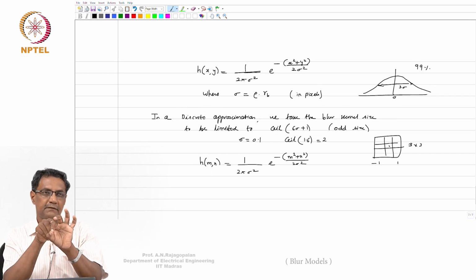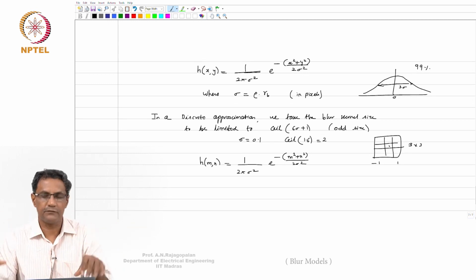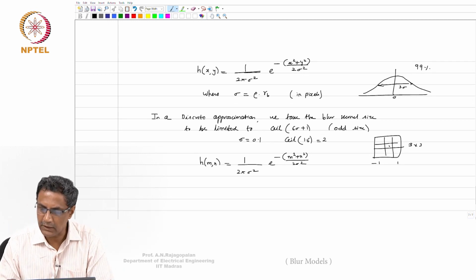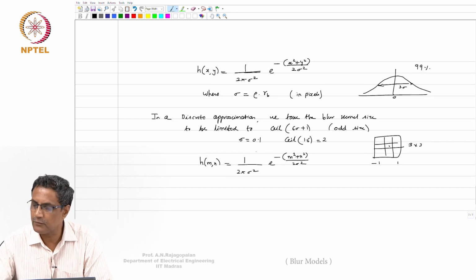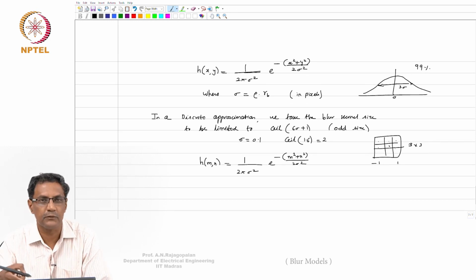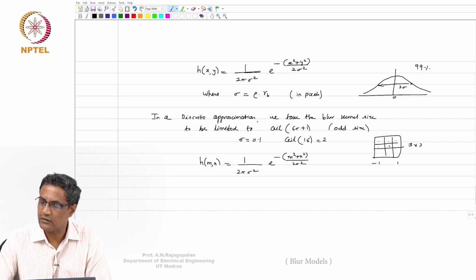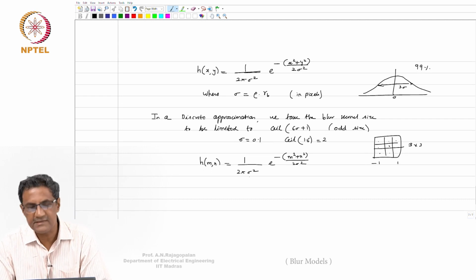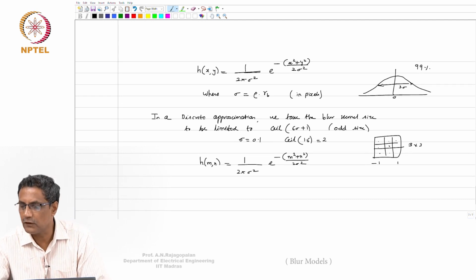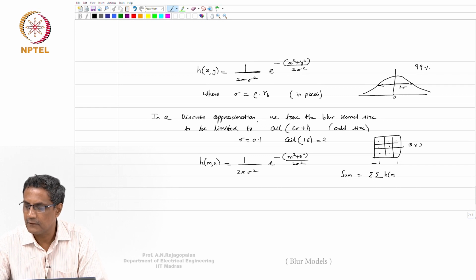In the center, where my central ray comes, I'll have the maximum weight, and then around it the weights will start to die off. If you just compute these values and put them here, they will not sum up to 1, because it is actually a discretization. So what is normally done is you compute h(m,n) for a sigma, fill all those values here, then compute the sum of all the h(m,n), and then scale each h(m,n) by the sum.